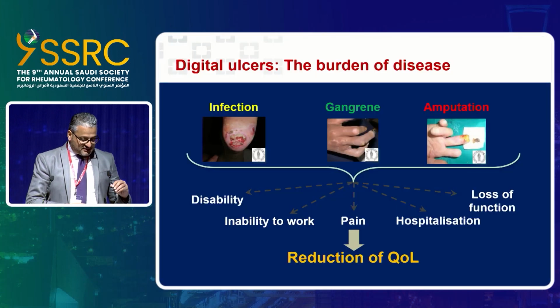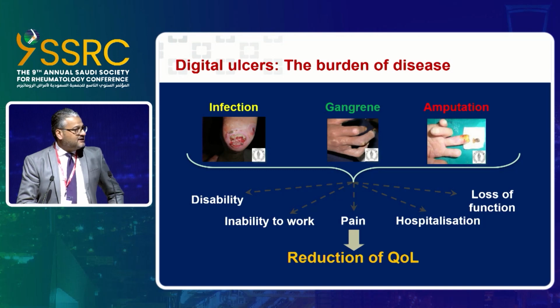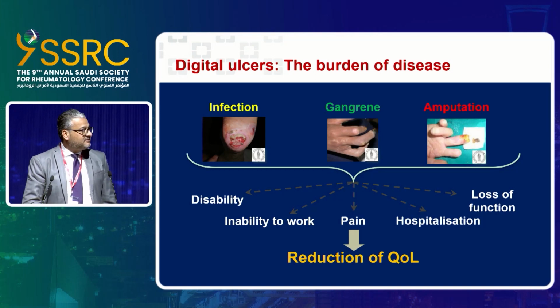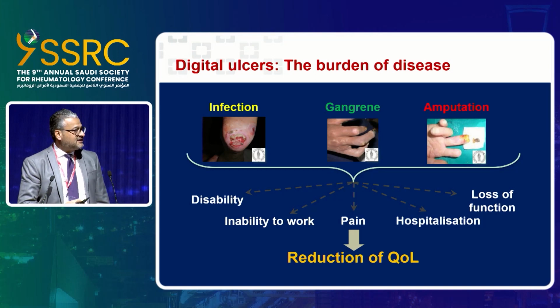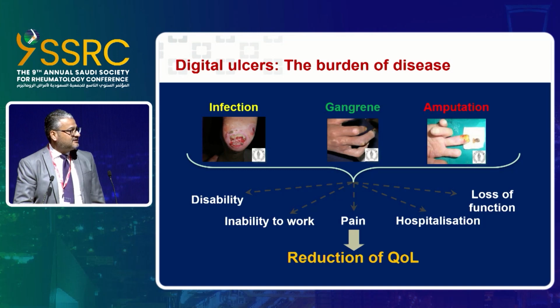Let's switch to digital ulcers. Very unmet needs in both Raynaud's, as Dr. Walid mentioned, Raynaud's and digital ulcers. And there's a lot of unmet needs in digital ulcers. It can result in infection, gangrene, amputation, and downstream it results in disability, inability to work, and reduction of the quality of life.